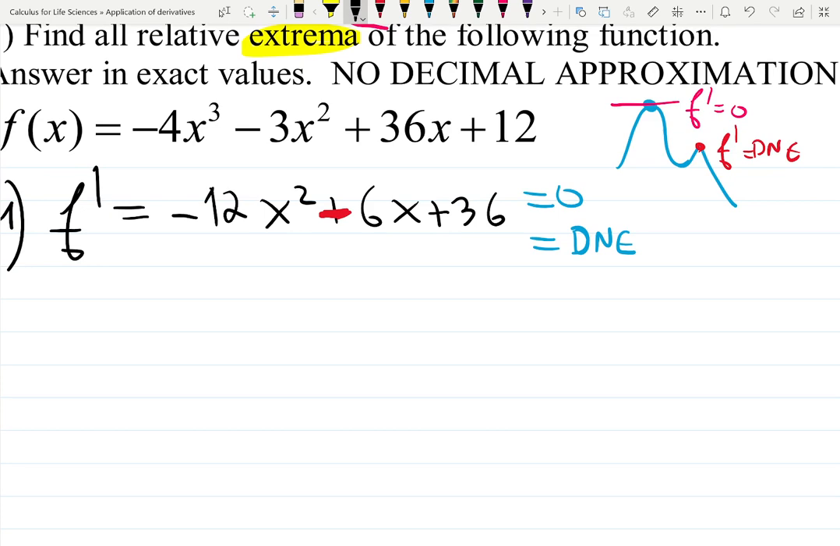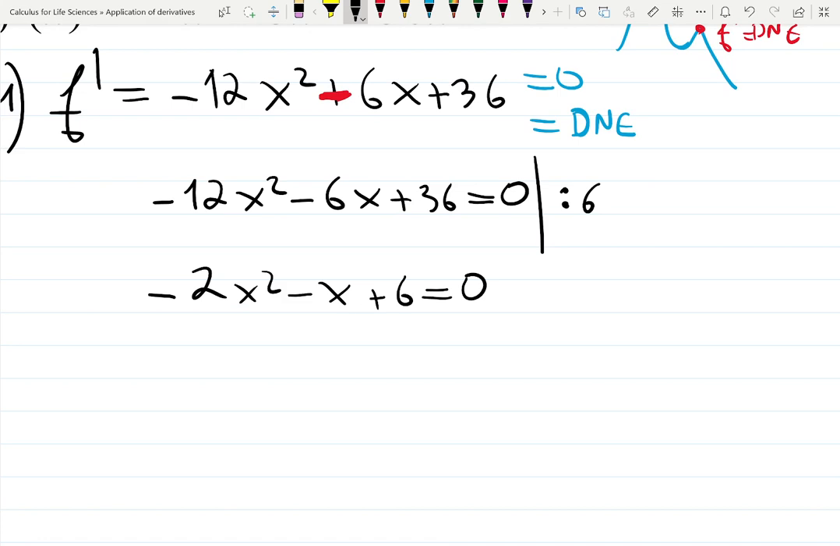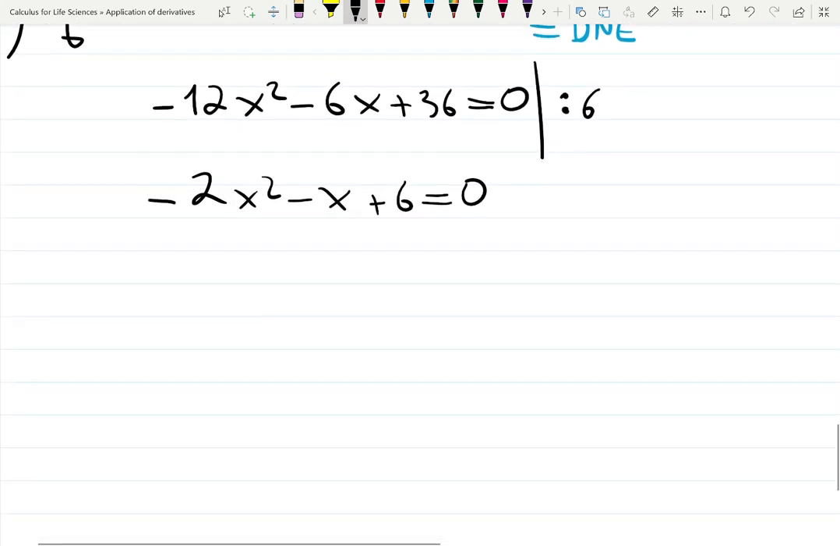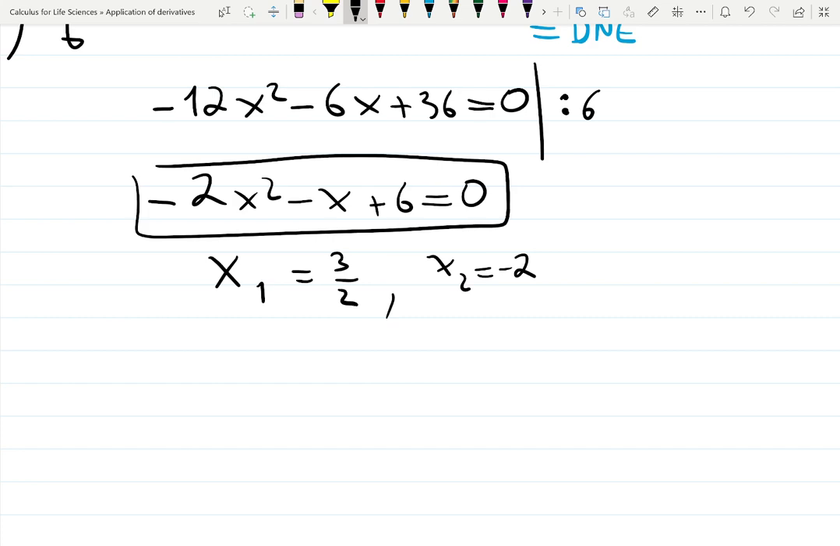Now there's no DNE for quadratic functions, so we only need to solve minus 12x squared minus 6x plus 36 equals 0. Very fast, using the quadratic formula. In this case, I would divide by 6 because it will make it easier. Minus 2x squared minus x plus 6 equals 0. Either you know how to do it or use the quadratic formula, and it gives you two solutions. x1 is 3/2, x2 is minus 2. I just have it in my solutions, but you know how to solve quadratic equations. If you don't, watch my YouTube video. I do have that actually.